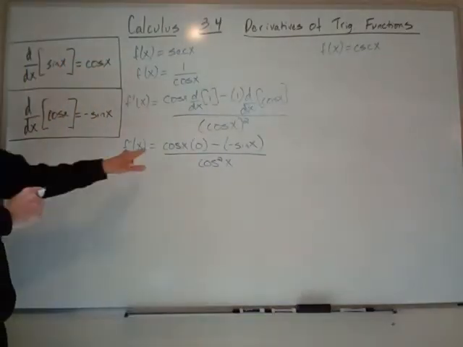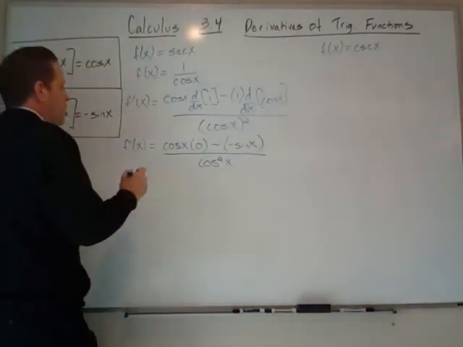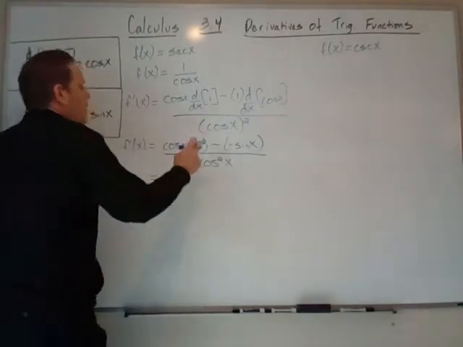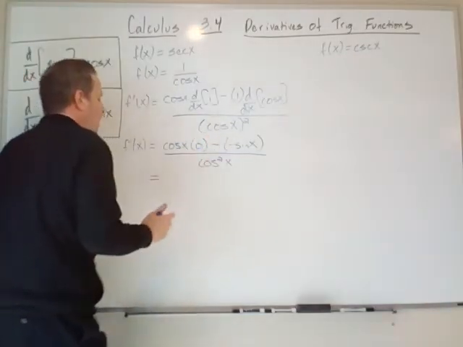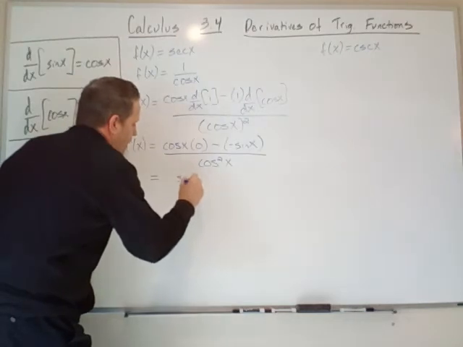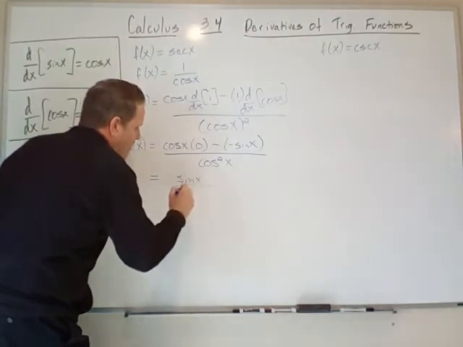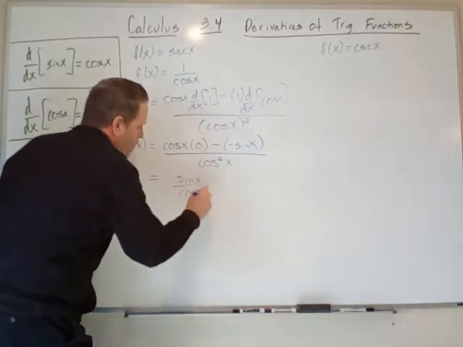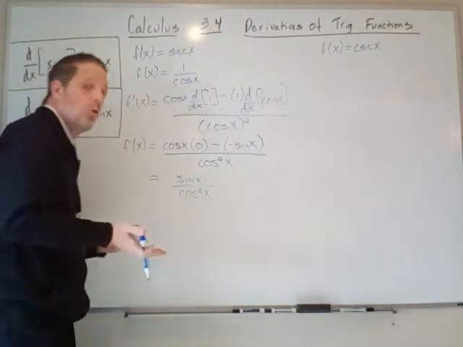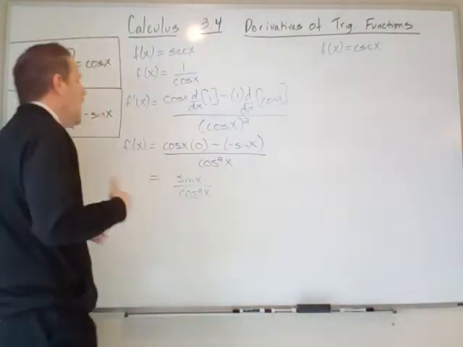Okay, so I've got cosine x times 0 in the numerator. That's going to be 0. Then I've got negative sine, so that's going to become a positive sine. So I've got sine x over cosine squared x. So I do have a form of the derivative for secant.